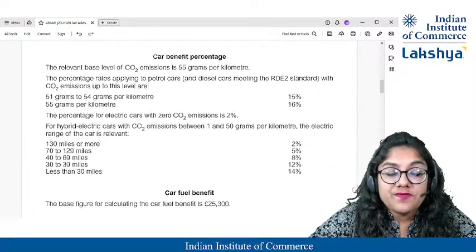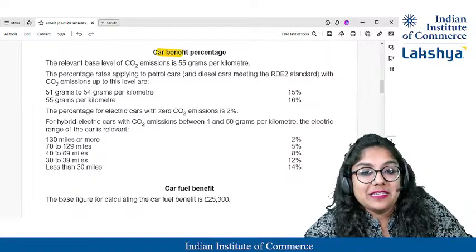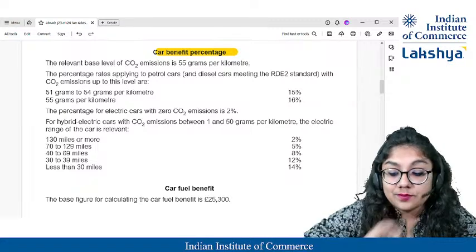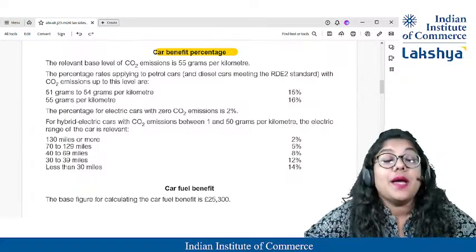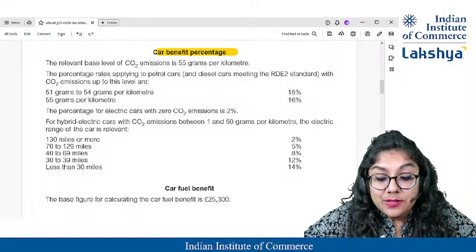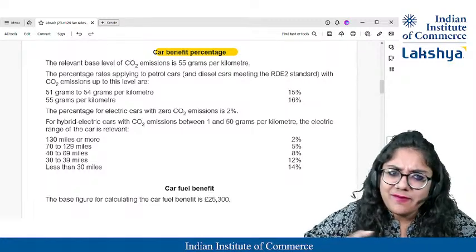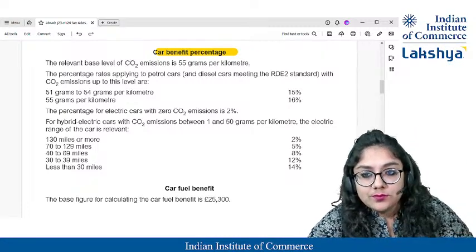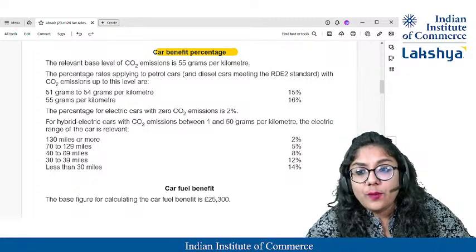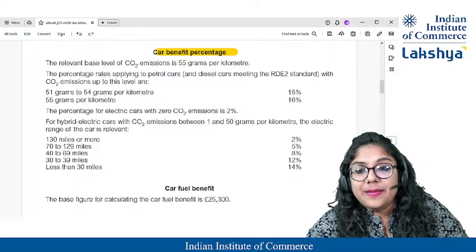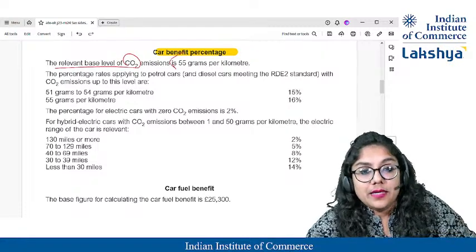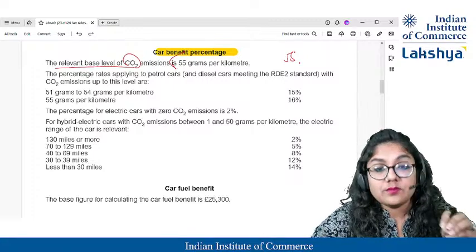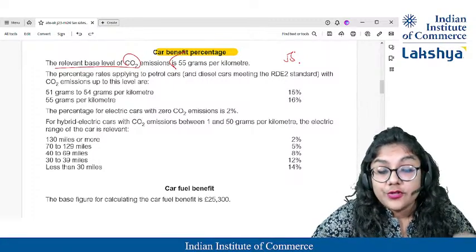Then the institute's favorite question comes from the car benefit percentage. What is the amount of the benefit that they have to give, about the fuel, about the mileage, about some pence, and about some grams. That percentage is important. They ask you to find out the relevant base of CO2 emission, like if it is 55 grams per kilometer, they have certain standards.